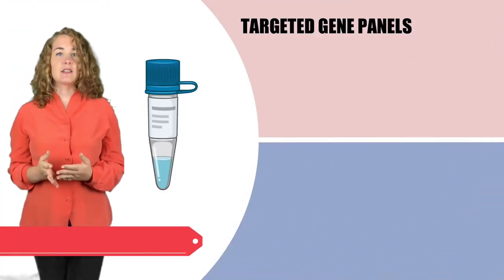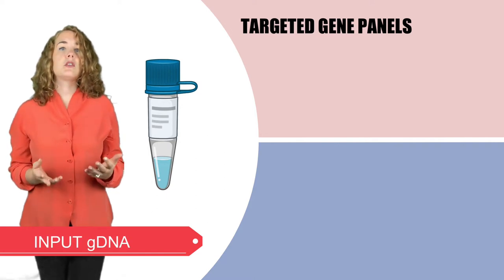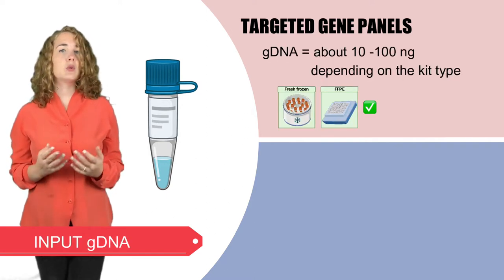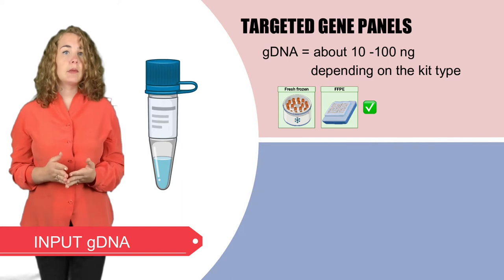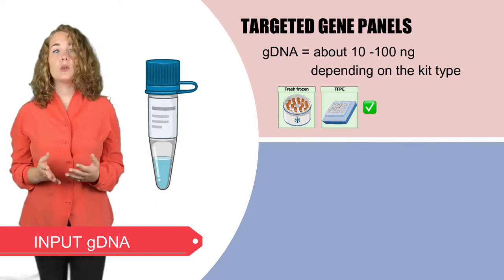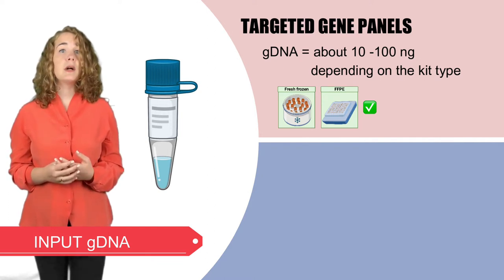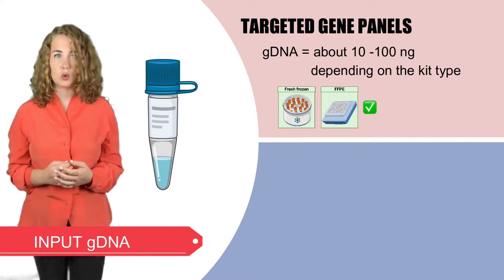Typically, gene panels do not require a large amount of gDNA, based on the experience of our facility, about 10-100 nanograms, depending on the kit type, and are usually compatible with low-quality samples, such as DNA extracted from formalin-fixed paraffin-embedded tissues.